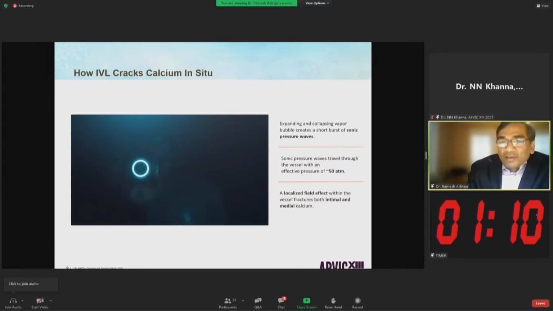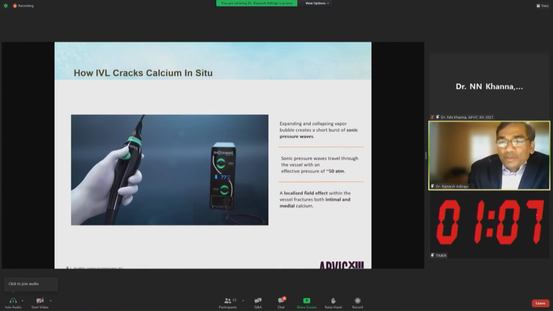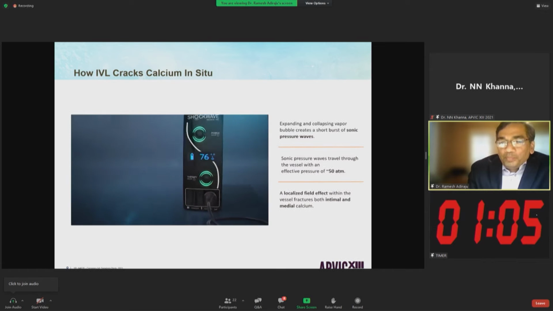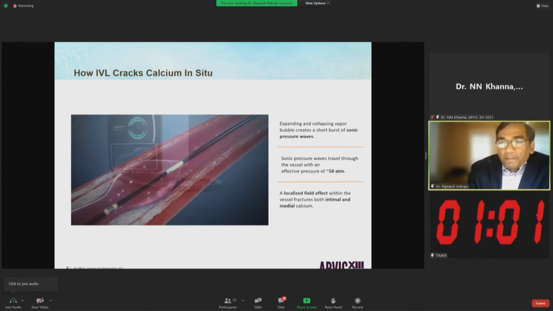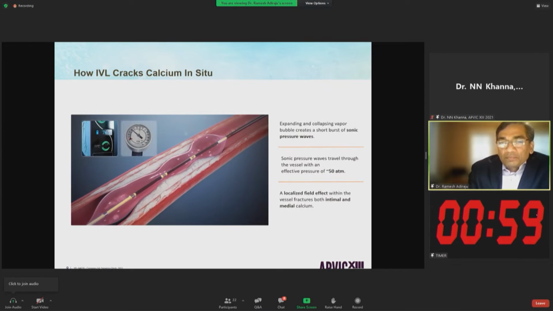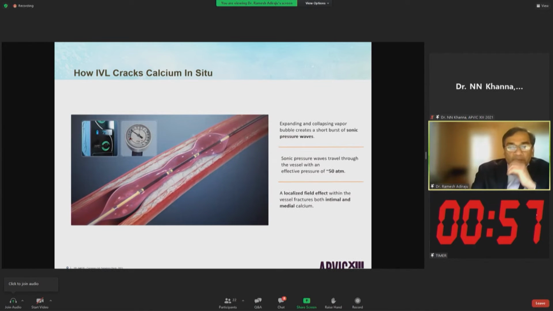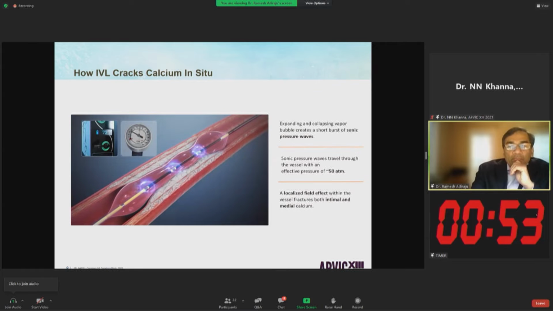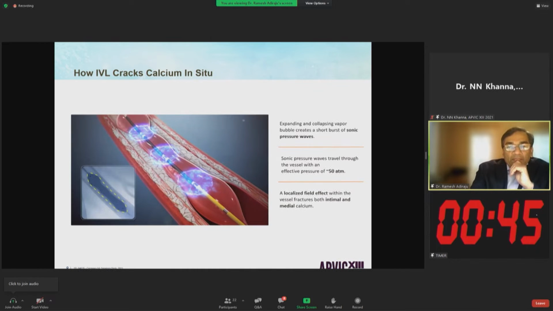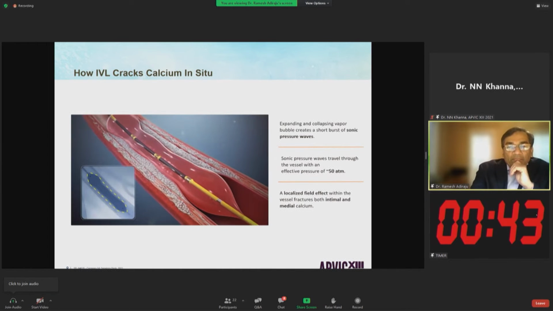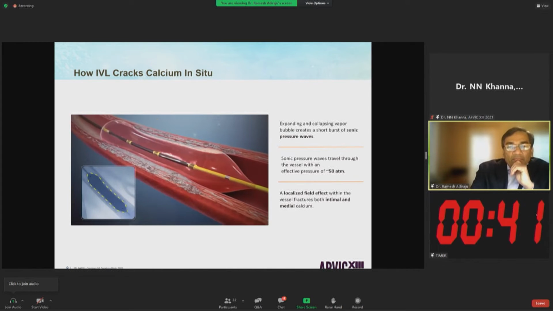So this is a picture demonstration. 3 kilovolts of energy travels through the connector cable and catheter to the lithotripsy emitters once per second. While other treatments can't differentiate between calcium and soft tissue, acoustic pressure waves pass through soft tissue to impact both intimal and medial calcium. When the waves impact the calcium at nearly 50 atmospheres, the vessel becomes more compliant.